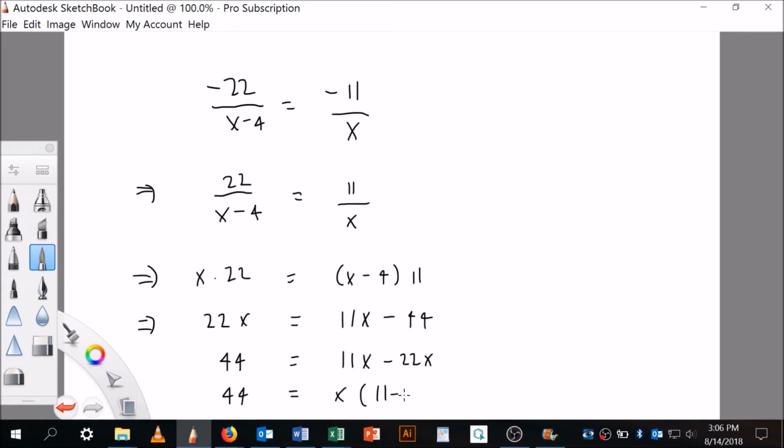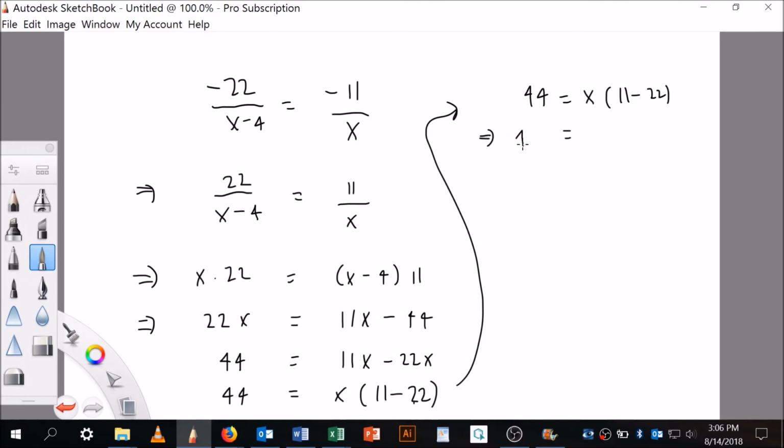Minus 22x, and so this is going to be 44 is equal, I'm going to factor out an x here, pull the x out, right? 11 minus 22, which is a negative 11. All right, run out of space here. 44 is equal to x times 11 minus 22, which is equal to x times minus 11, right, which is therefore 44 over minus 11 is equal to x. And so this looks like 4 over 1 over negative 1 is equal to x, and so it looks like x is equal to minus 4.